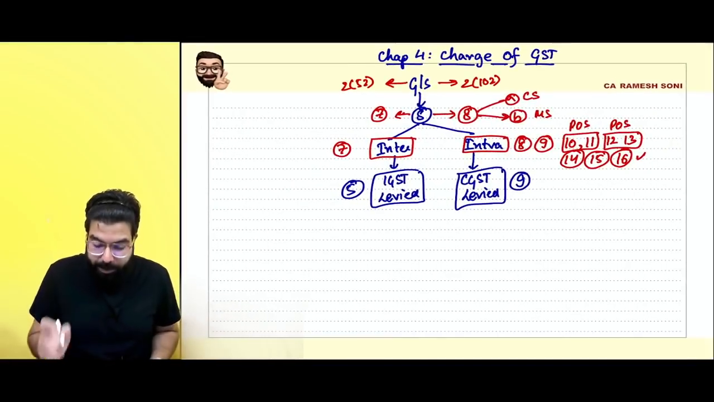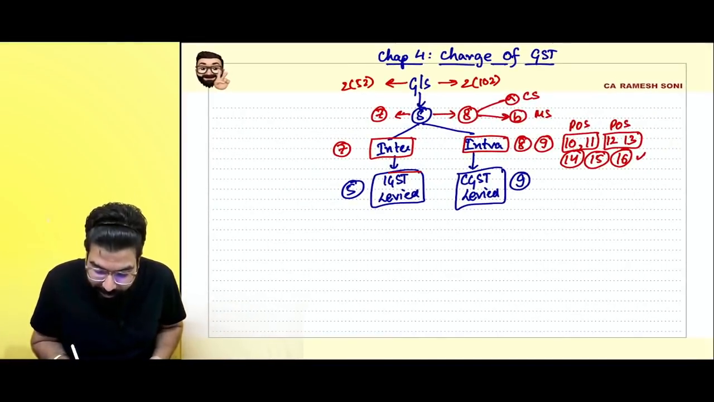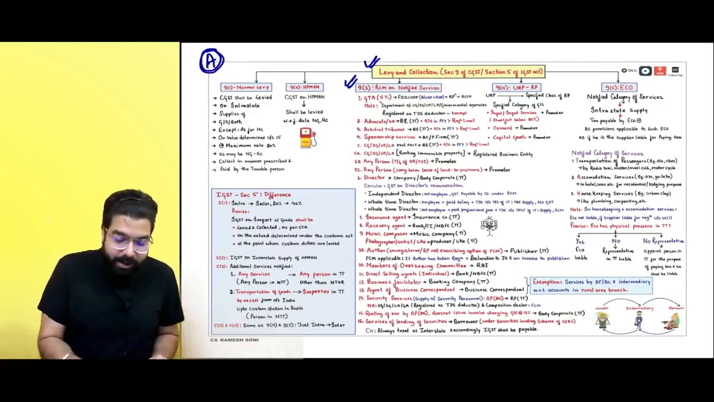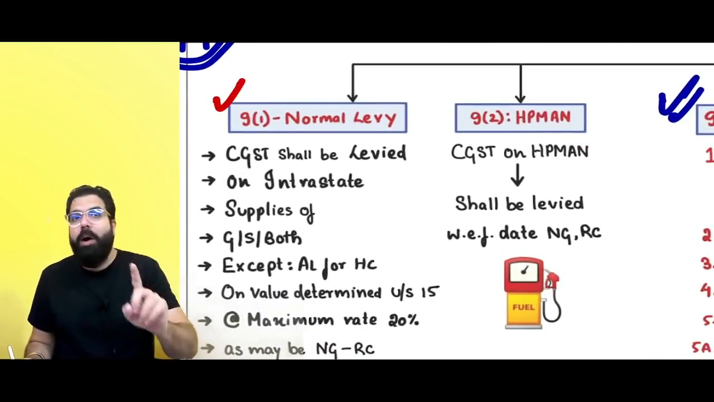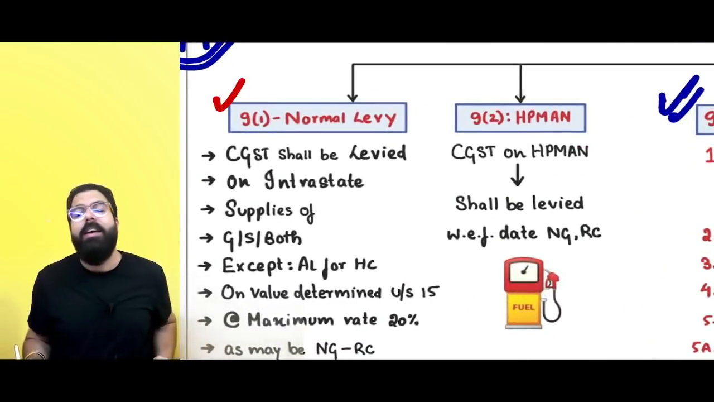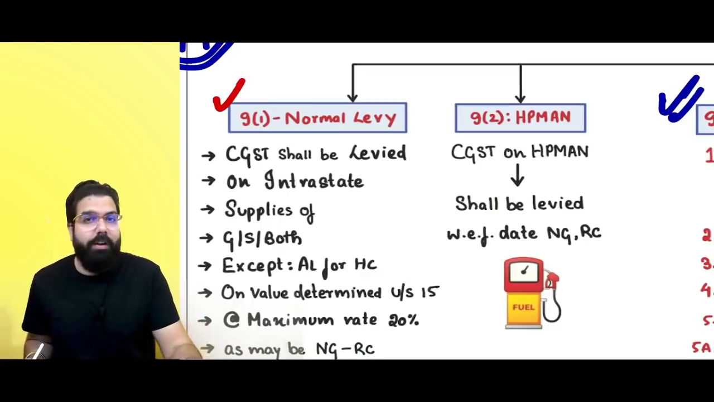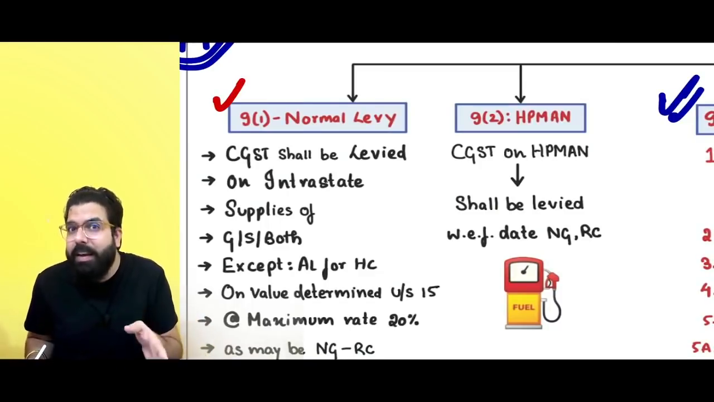Yes sir, we remember. So today we are going to learn the levy chapter, section number 9 of the CGST Act and section number 5 of the IGST Act. Please come to the chart. Section number 9 has subsections 9.1, 9.2, 9.3, 9.4 and 9.5. Section 9.1 is the charging section. Section number 9 is the charging section.